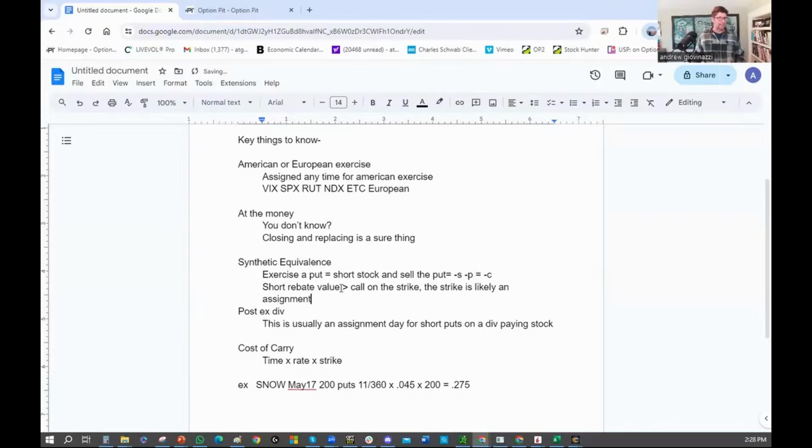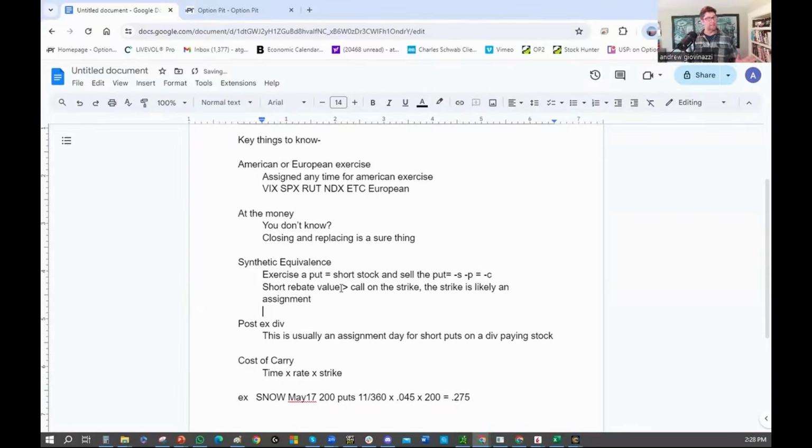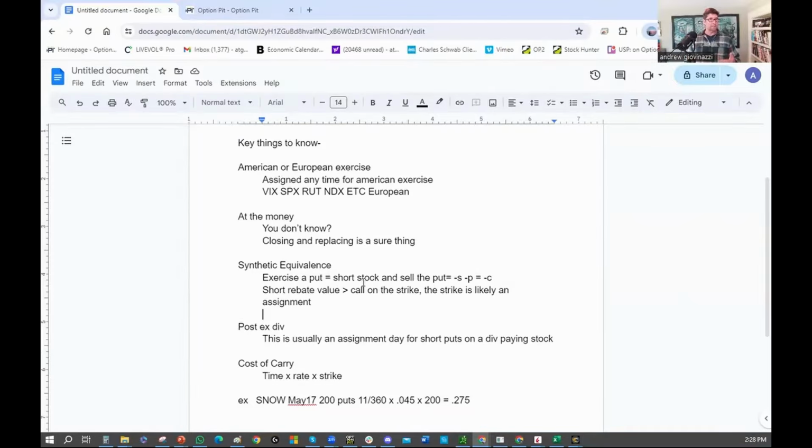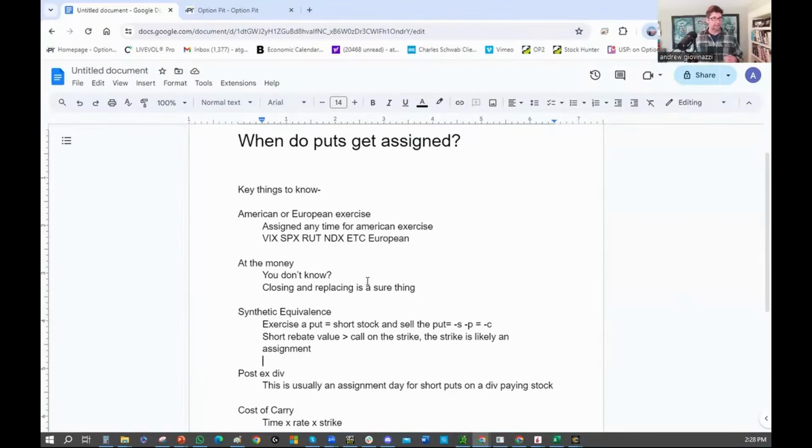So again, it's not random, it's mathematics, and it's what the liquidity provider can get. What they get is short rebate. If they're long tons of calls, they feel like they can loosen up. That also gets rid of some stock in their book. It lowers the carry cost of their positions because now all of a sudden they got a huge amount of short stock and rebate coming in. So these are the things you need to know when puts get assigned.